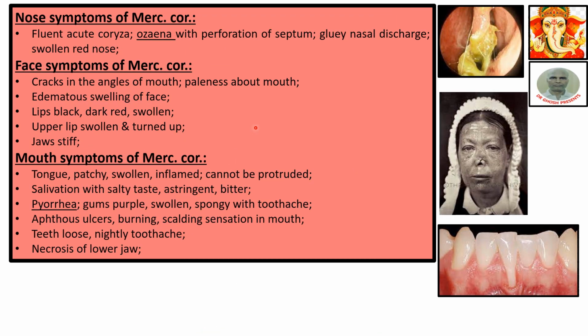Nose symptoms of Merc.cor. Fluent acute coryza, ozena with perforation of septum, gluey nasal discharge, swollen red nose. Ozena, I think you perhaps heard this name, ozena. Ozena is actually a very, very destructive disease. This is syphilitic in origin. Actually, Merc.cor is a highly antisyphilitic medicine. Ozena is destruction of the complete nose.